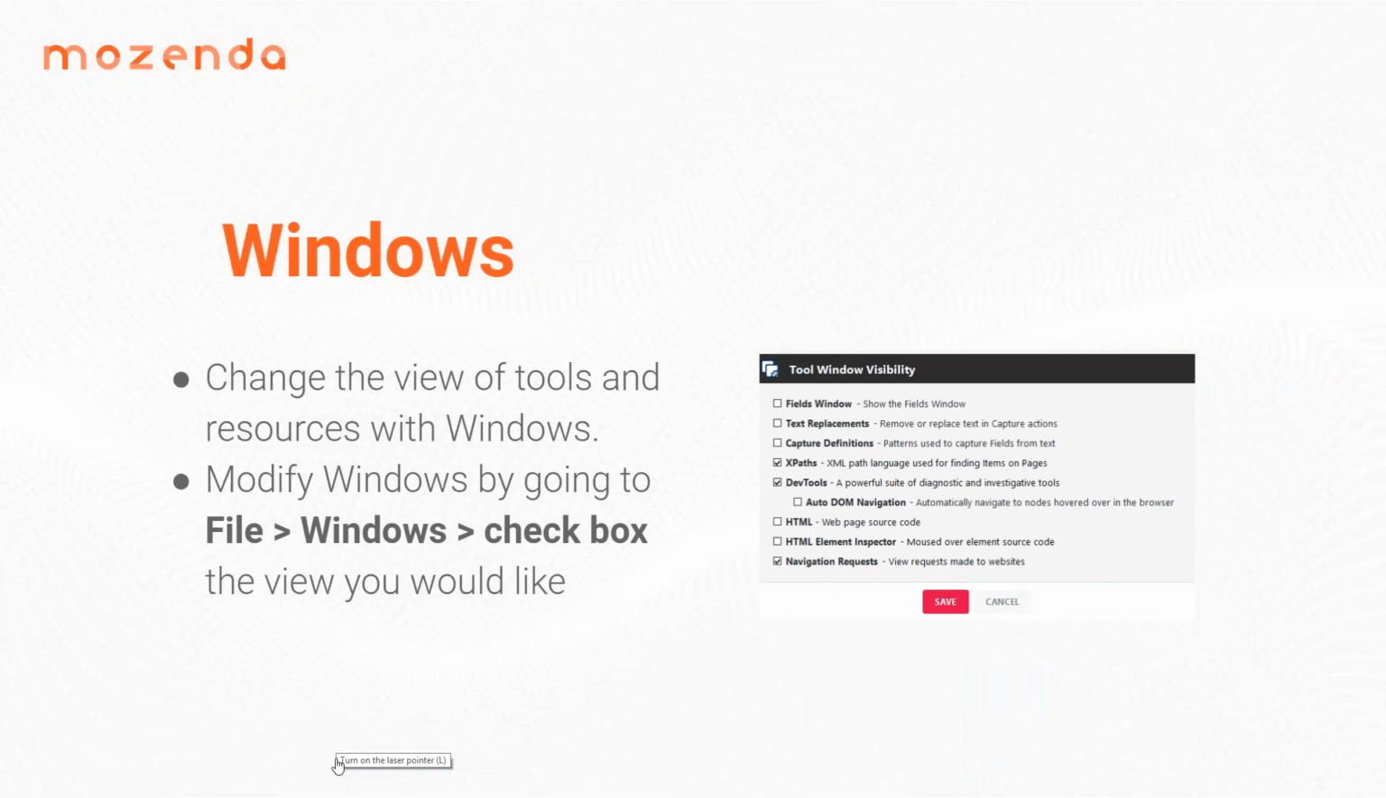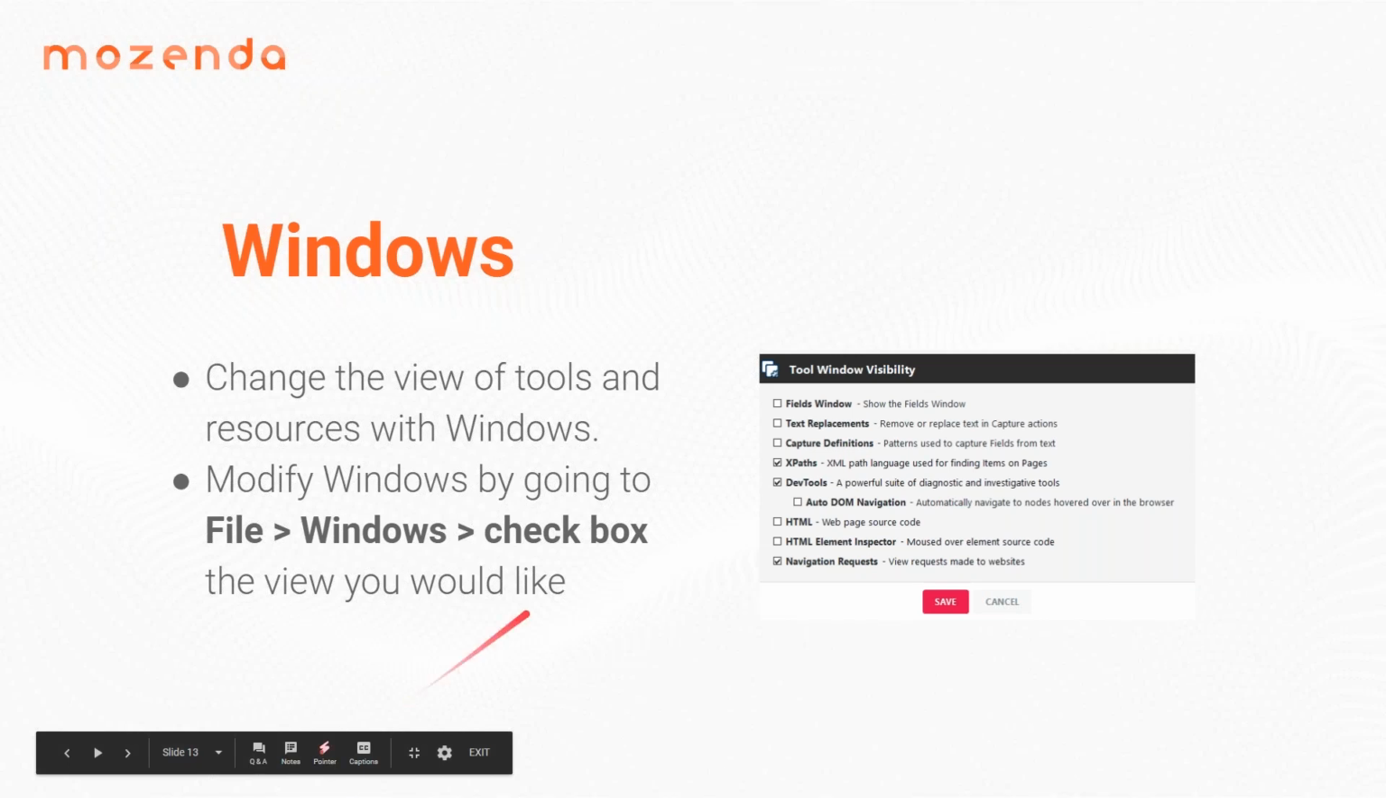Another great functionality is the windows. This is more information if you are not viewing all the tools and resources you want, as far as capture text preview, XPath, DevTools. You can always modify that. To modify it, you'll go to File, Windows, and then check the boxes that you'd like as far as windows to be shown to you. We'll be able to see that more as we build an agent today.